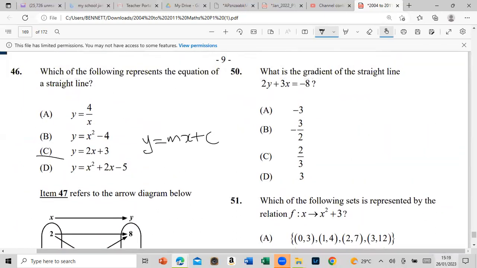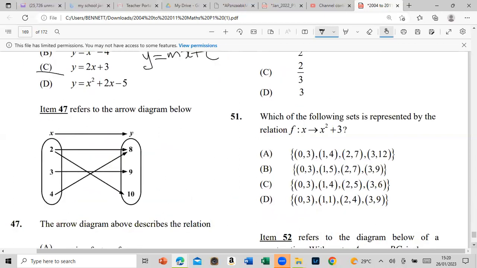Alright, let's go. 50. Let's go, guys. We're near to the end. Stay for the end. What is the gradient of the straight line? First we subtract the 3x, so we have minus 3x, and then we divide by 2. So that's negative 3 over 2.